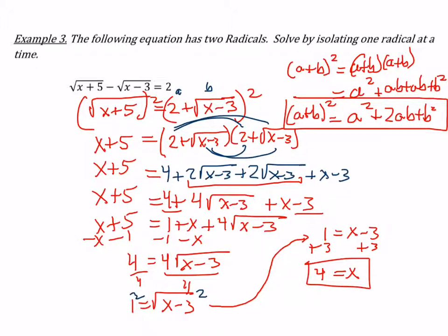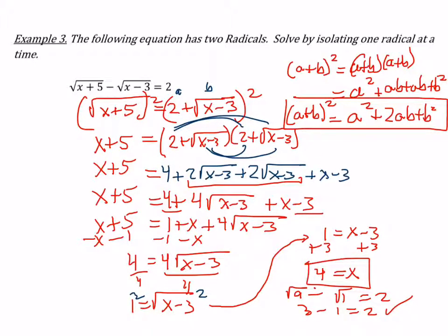When you're working with radical equations, you want to plug that back in to make sure that's a solution that works. So we plug it in here, we get 4 plus 5, which is the square root of 9, minus, plug it in here, we get 4 minus 3, which is 1, so the square root of 1. The question is, is that equal to 2? Yeah, 3 minus 1 equals 2. Checks out.